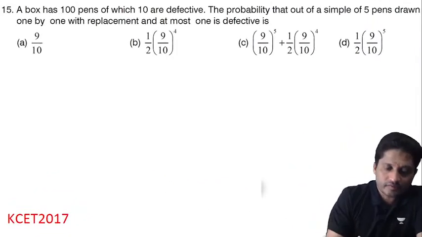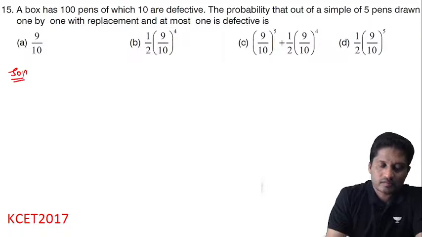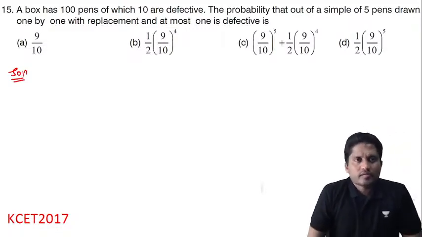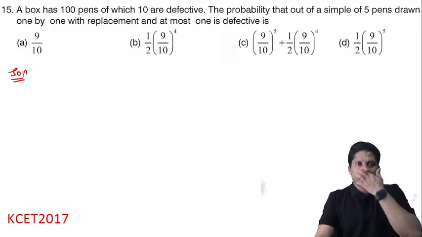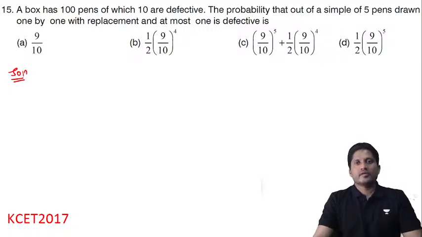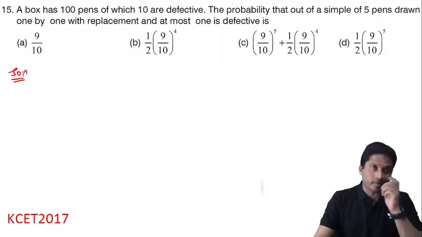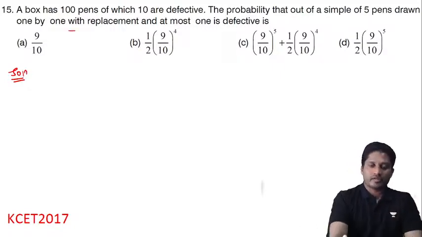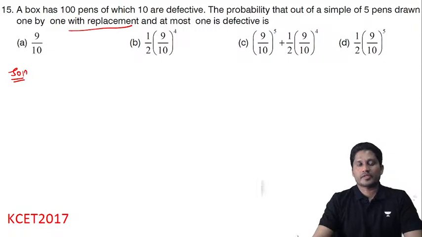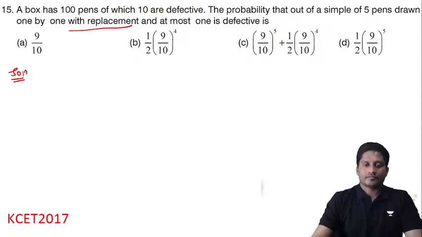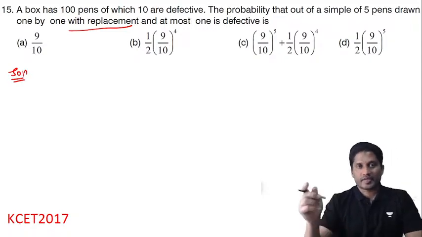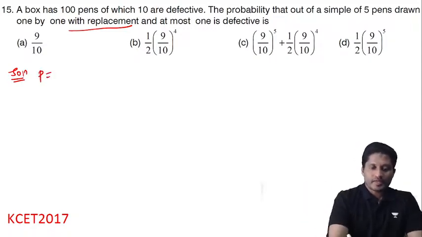Okay, a box has 100 pens, of which 10 are defective. The probability out of five pens drawn one by one with replacement. Bernoulli's theorem is defined only for with replacement. At most one should be defective. At most means maximum. Now drawing a defective pen will be a success. P will be equal to 10 out of 100 are defective. So the probability of drawing a defective is 1 by 10.